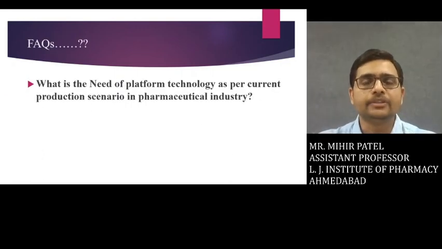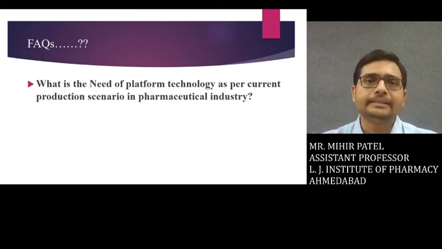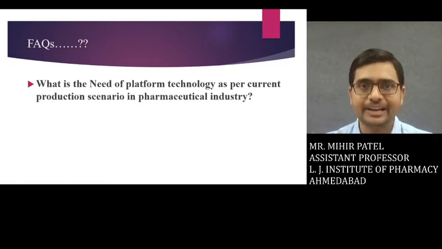So this was the basic introduction regarding the concept of platform technology in the world of pharmaceuticals. Now, under this pilot plant and scale up technique, as a part of this curriculum, we have to be aware of the introductory concept regarding platform technology. So I have covered this whole introductory point in this session.